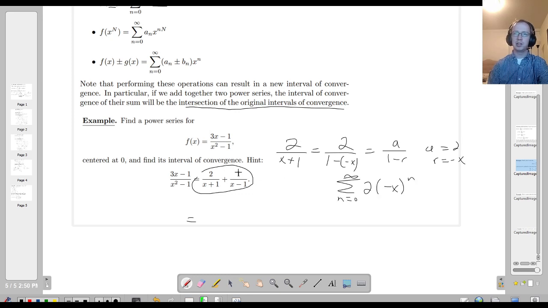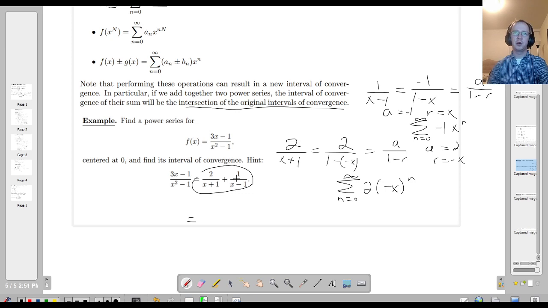Alright, now let's work on the second one. 1 over x minus 1. We've actually seen this one before. Okay, so it's not quite in the right form. What I would need to do is swap around this denominator by multiplying the whole thing by negative 1. And now it's in the right form. Okay, so I just multiplied the top and the bottom by negative 1. So for this one, we've got a equals negative 1, r equals x. So my series is negative 1 times x to the n.